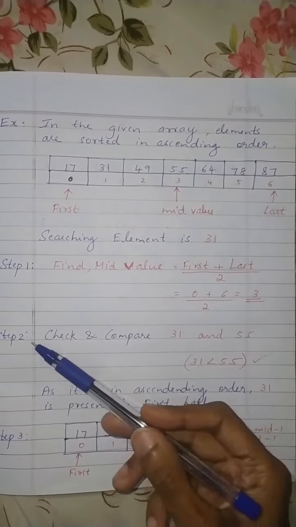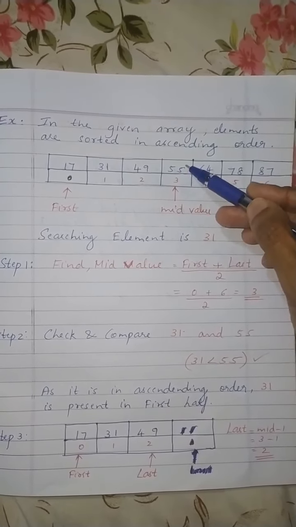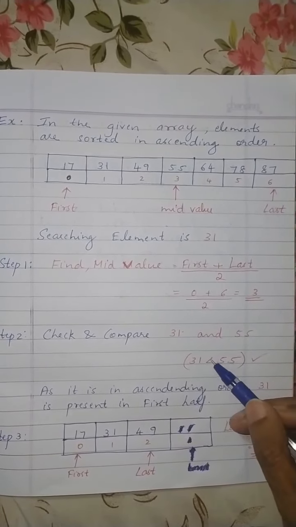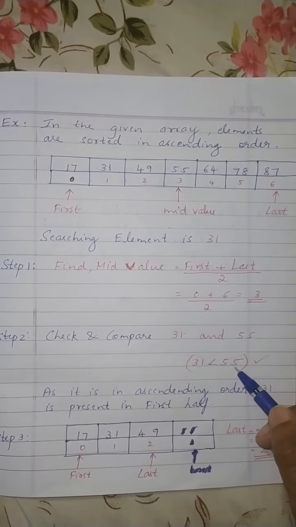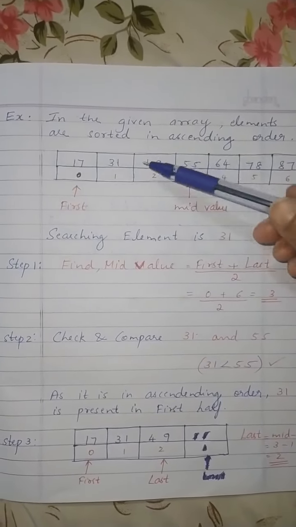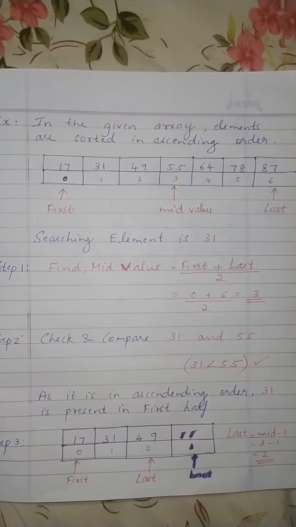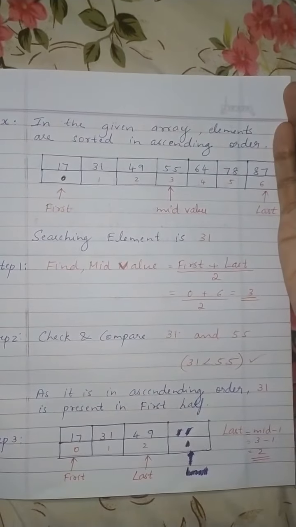And in the second step, you have to compare this mid-value element with your searching element. What is your searching element? 31. So 31 and 55, when you compare it, your searching element is less than your mid-value, which means it may be present in the first half. So you don't have to worry about the second half. So you can remove this second half.